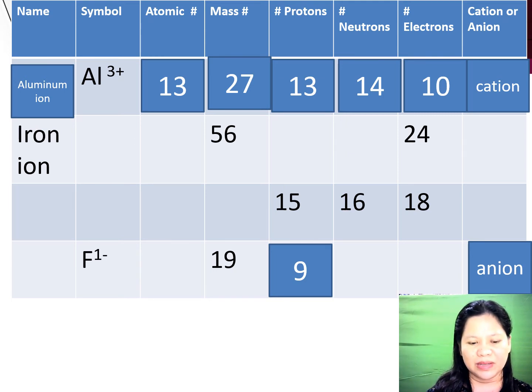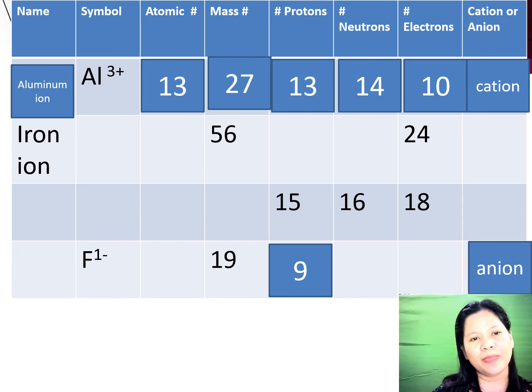Ion. So iron can be located in, where is Fe? Okay, located in period 4. That's the group number, in the late transition metals. Okay, group 6, group 7. Yes, group 7 in late transition metals.